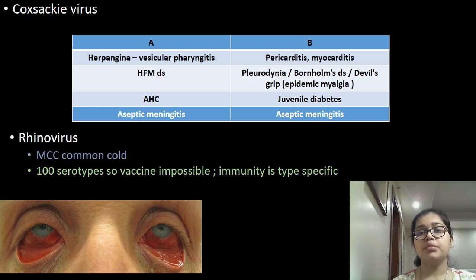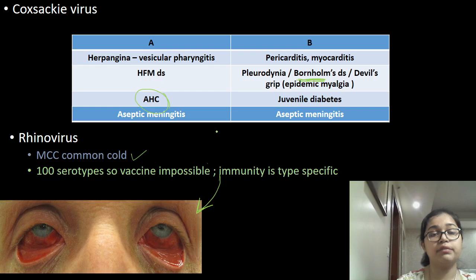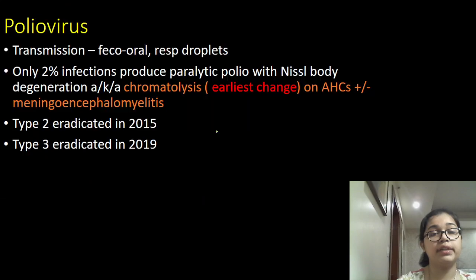Coxsackie B produces pleurodynia or Bornholm's disease or devil's grip, which is known as epidemic myalgia with severe muscle pain. Both of them produce aseptic meningitis. Coxsackie A, just like enterovirus 70, also produces acute hemorrhagic conjunctivitis. Rhinovirus is the most common cause of common cold, and there are more than 100 serotypes, so vaccination against rhinovirus is not possible. Poliovirus: fecal-oral transmission, also by respiratory droplets.